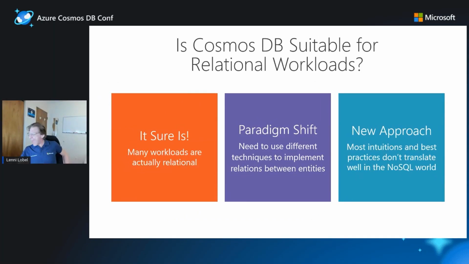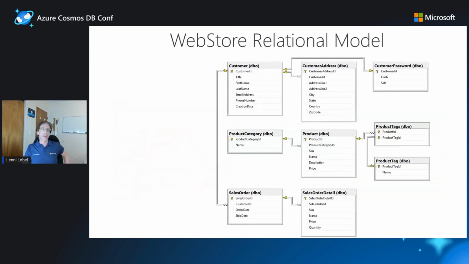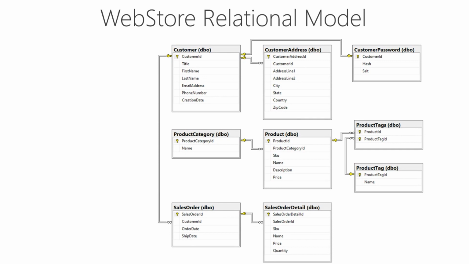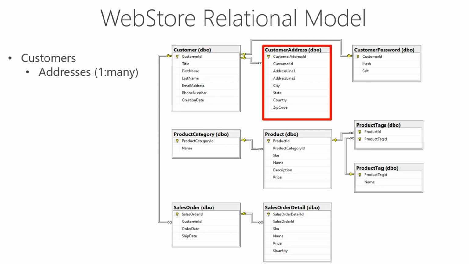with that kind of backdrop set, let's just have a look at this little diagram here. This is our Webstore relational model. Think of this as a database behind our customer-facing e-commerce website. And it's a relational workload, like a mini AdventureWorks. It's got all the things you would expect to find in a typical relational data model. We've got customers with a one-to-many relationship with their addresses, a one-to-one relationship with their password.